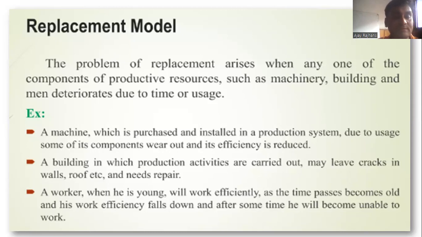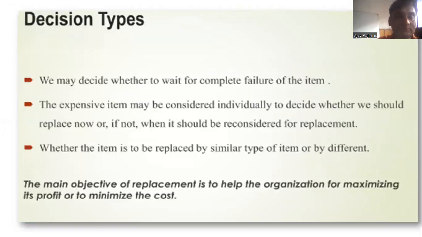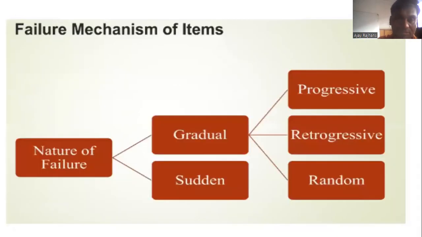As an example, you can see machines which are purchased and installed in a production system. Due to usage, some of their components wear out and their efficiency is reduced after a particular time. Such machines need to be replaced, as an example. What about the decision types? We may decide whether to wait for complete failure of the items. Expensive items may be considered individually to decide whether we should replace now or not. Such possibilities are the decision types.